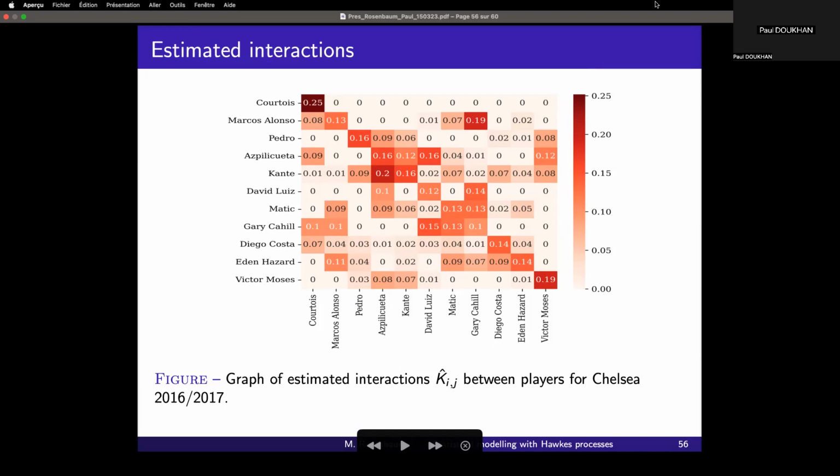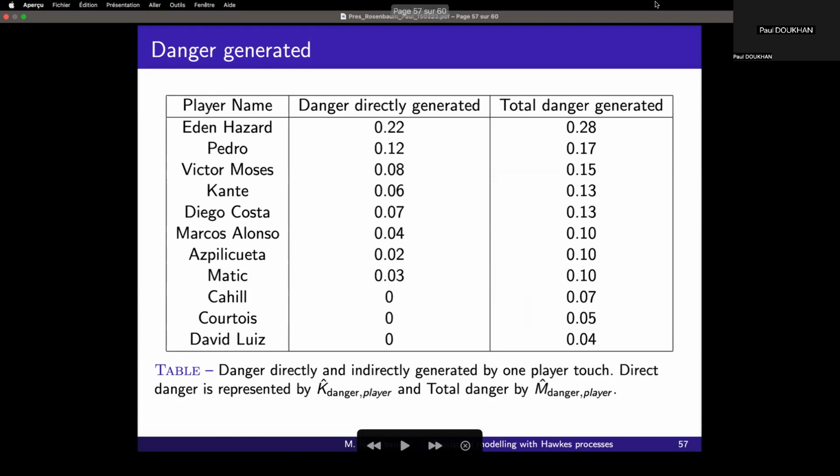And then I'm going to show you a graph. We can show that on the graph, you see more of what's going on. Coming back to danger, here you have the amount of danger directly generated by this player. When I say direct, it's just the first generation of danger children. If you look at this, you're not going to be surprised.